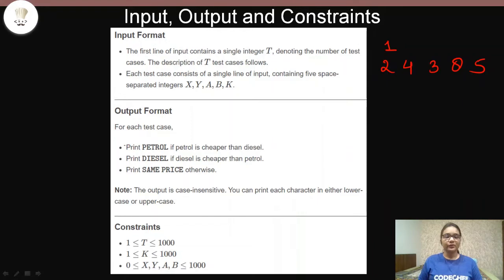And then for output, you have to print petrol, diesel or same price based on the if conditions. Now, as you can see, the output is case sensitive, which means that you have to print all the characters either in uppercase or all the characters in lowercase. That is only acceptable. And the constraints are not very large. So you simply use the if conditions and a simple expression in order to solve this problem. So it will take order of 1 time complexity. That we'll be seeing in the codes, the C++ and the Python codes. So let's go.